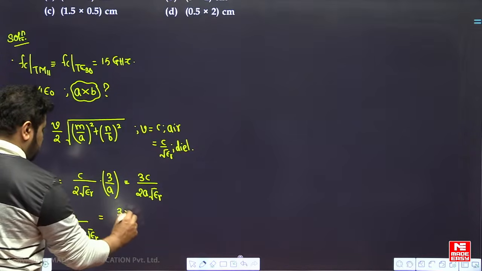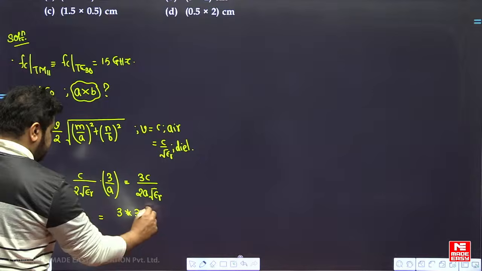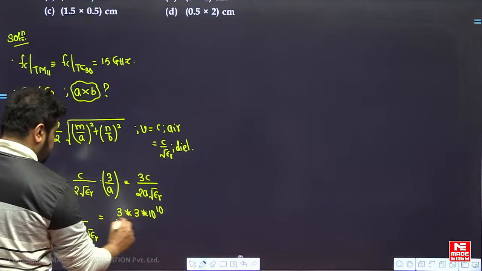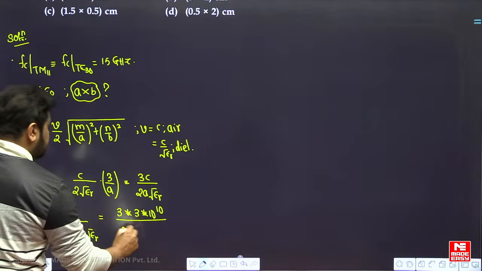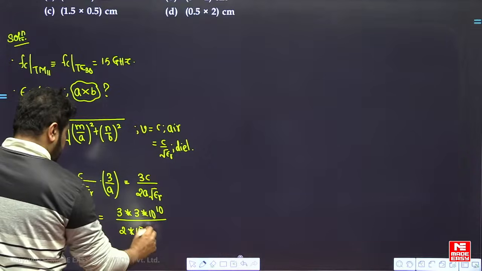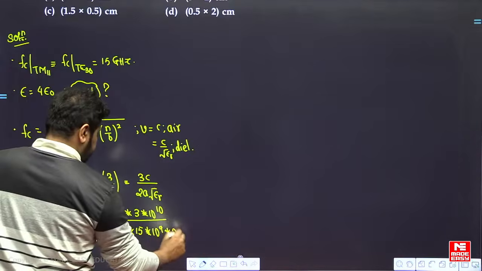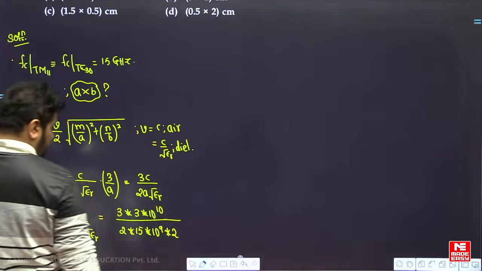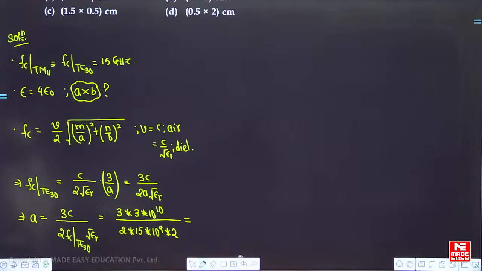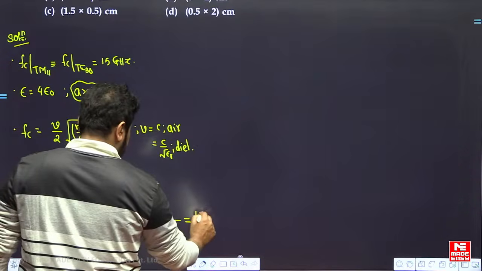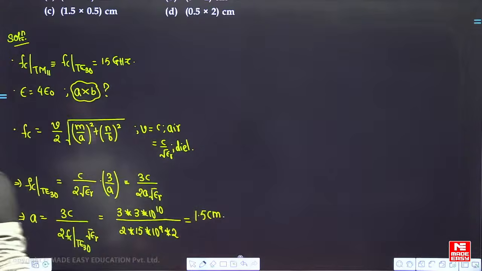So this is equal to 3 into C, means 3 into 10 to the power 8, or in centimeter if I directly find, it is 10 to the power 10, divided by 2 into the cutoff frequency, given as 15 giga, so 15 into 10 to the power 9, into root under epsilon R. So epsilon R is equal to 2, right. Let us calculate this value: 9 to the power 10 divided by 60 to the power 9, which is 1.5 centimeter. So we are getting 1.5 centimeter.